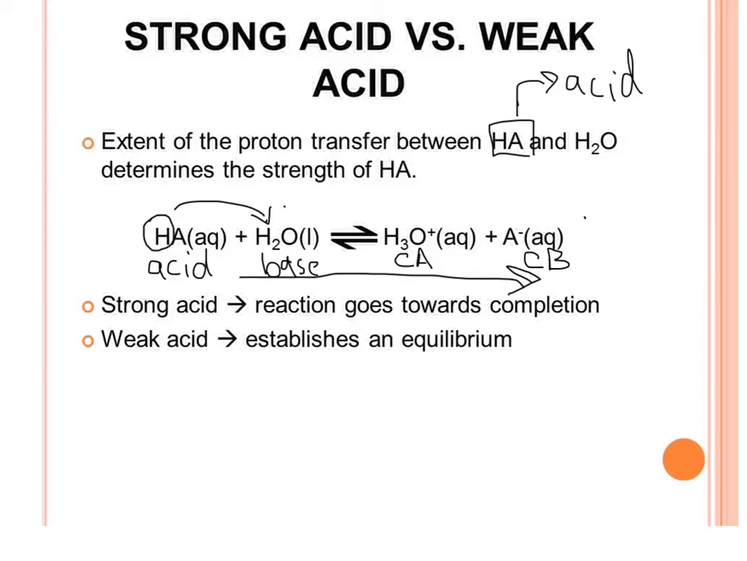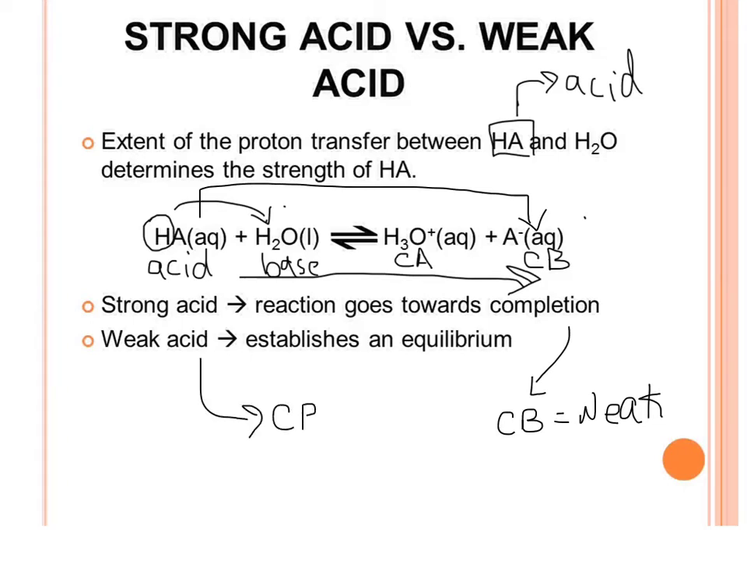If we have a strong acid, then its conjugate base is actually quite weak. If we have a weak acid, that means that the conjugate base is strong.